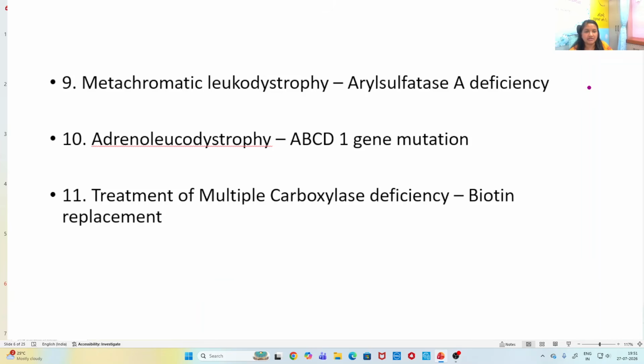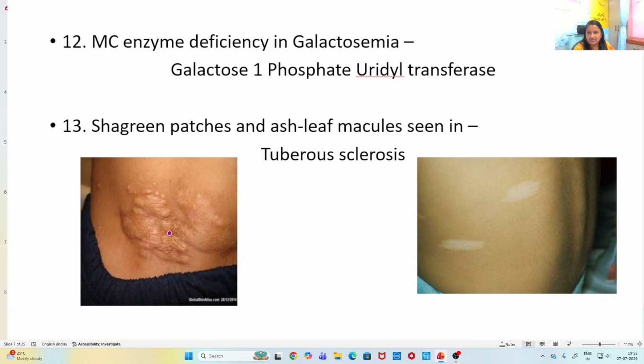Metachromatic leukodystrophy is because of arylsulfatase A deficiency. Adrenoleukodystrophy, the gene mutation is ABCD1. Treatment of multiple carboxylase deficiency is biotin replacement. The most common enzyme deficiency in galactosemia is galactose-1-phosphate uridyl transferase.